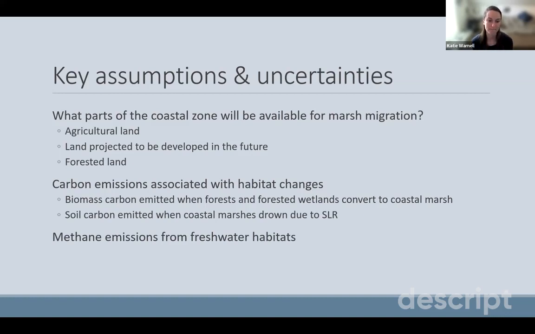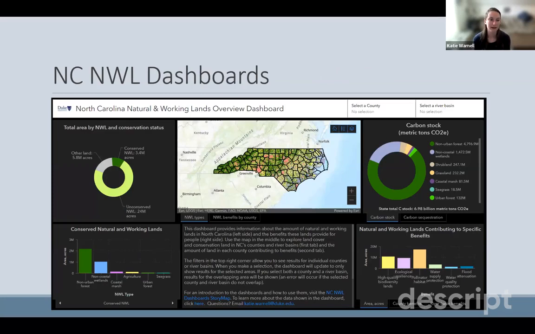All right. So moving on to another piece that came out of the Natural Working Lands Action Plan. I mentioned earlier that we made some story maps to introduce people to the importance of natural working lands and the key points from the action plan. We also had a lot of requests for pooling some of the data, like some of the maps that I showed earlier, for pooling results for certain areas of the state. So like for one county that they work in, for example, or for a certain river basin.